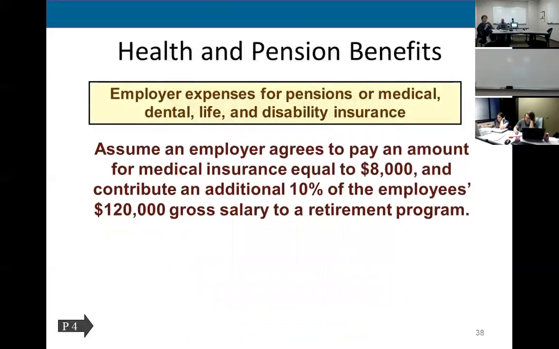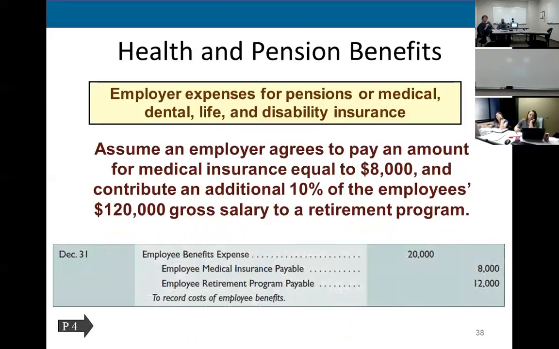All right, so pension or medical insurance premiums. Pension deposits or insurance premiums. So here's an example of an employer agreeing to pay for medical insurance equal to $8,000 and contribute 10% of the employee's gross salary to a retirement program.